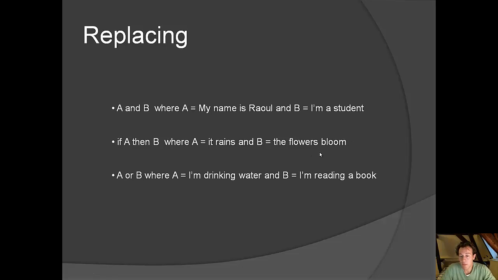Over here in this example exactly the same. We replaced I'm drinking water with A and I'm reading a book with B. So statements can be replaced with propositions. We call A and B propositions. We replaced our statements with the letters A and B. So we have A and B. These were our previous statements, still are statements, but now shortened in A and B.